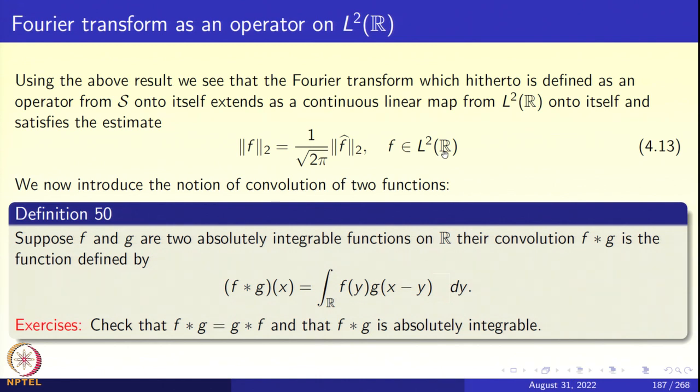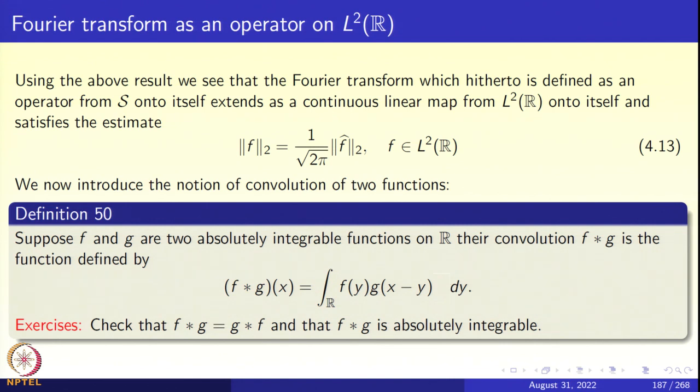Now the next item that we need to discuss is the notion of convolution of two functions, and we want to prove the convolution theorem for Fourier transform. The convolution theorem roughly says that if I take two functions f and g, the Fourier transform of f star g is a product of the Fourier transforms, f hat into g hat. So let us describe what is the convolution of two functions.